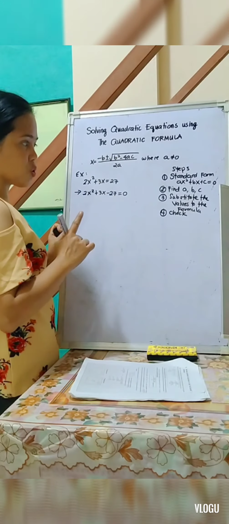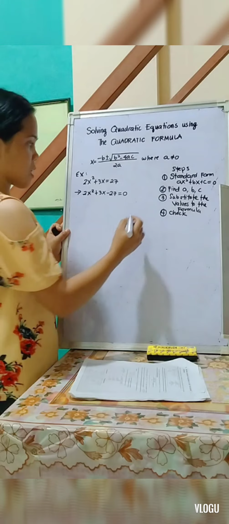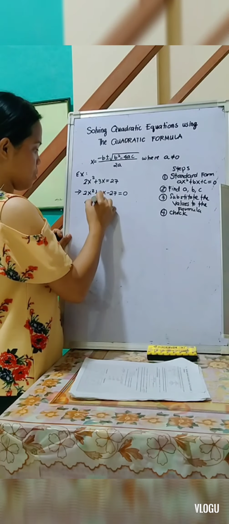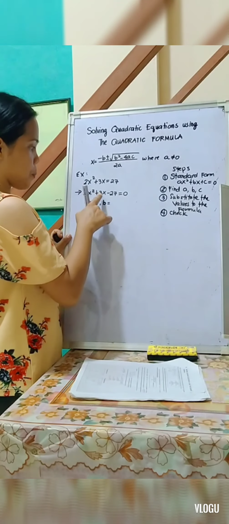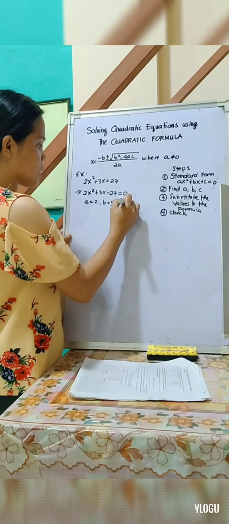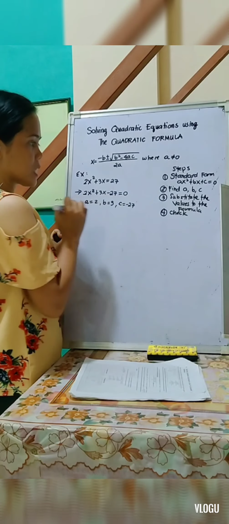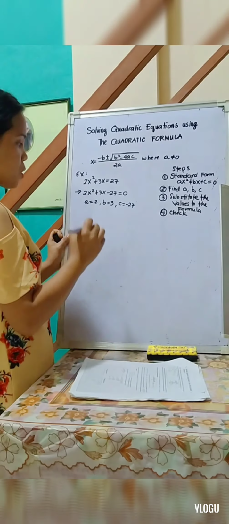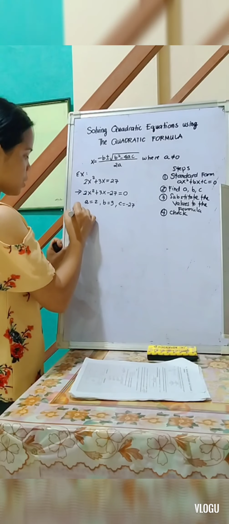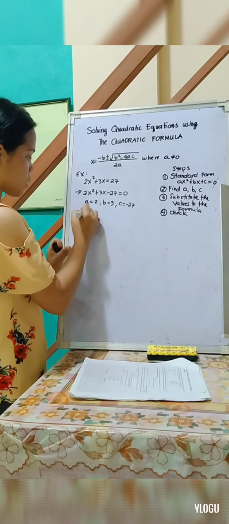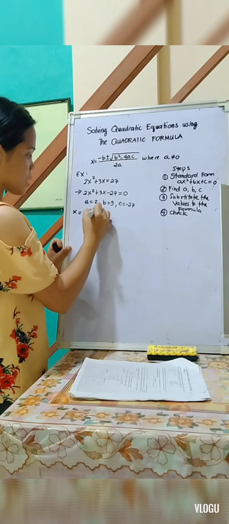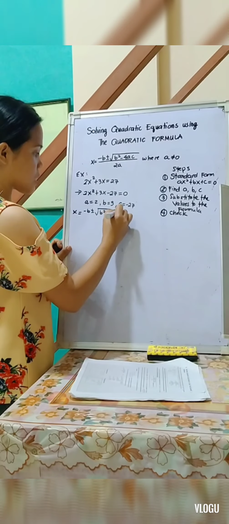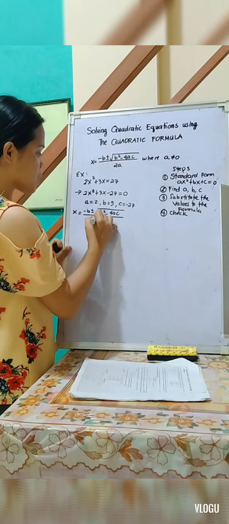So our equation now is in the standard form. Now step number 2, we need to find a, b, and c. So what is the value of our a? So a is 2, b is equal to positive 3, and c is equal to negative 27. Now number 3, you substitute the values to the formula. So we rewrite our quadratic formula, which is x equals negative b plus minus the square root of b squared minus 4ac all over 2a.